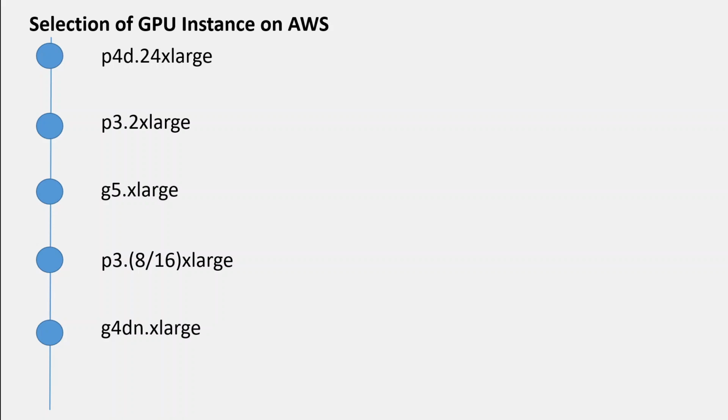Now, before I delve into each of these instances which are shown on your screen, let me say this: just selecting a GPU instance is not enough. You also need to make sure that you select the instance family. What I mean is that just going with the number of GPUs is not the right idea. You need to go with the instance types when it comes to AWS.